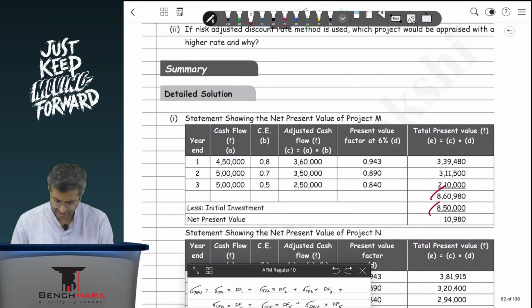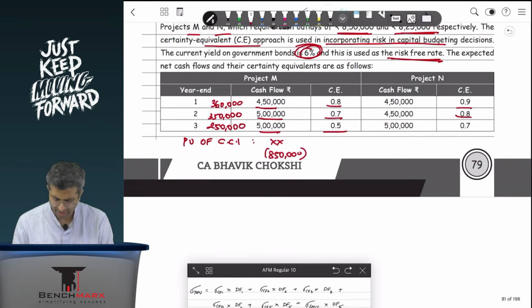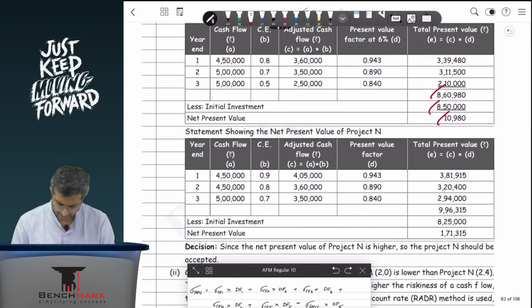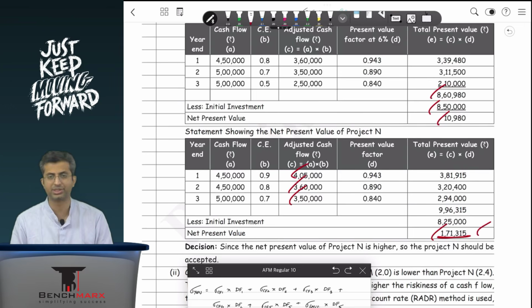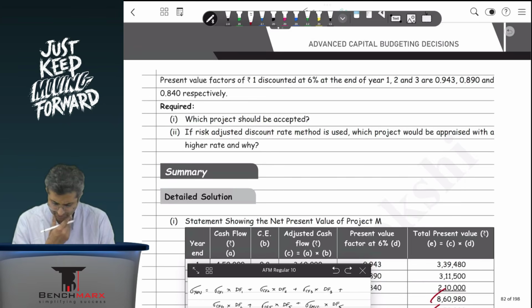So this is 8 lakh 60 minus 8 lakh 50, that is 8 lakh 10. You will do a similar working for N, where you will multiply, let's say 4 lakh 5 you will get, then 3 lakh 60, 3 lakh 50, and find the NPV, which is 1 lakh 71. Higher the NPV you will select, and that's about it. So it's quite scoring if you know the basic calculations and meaning.